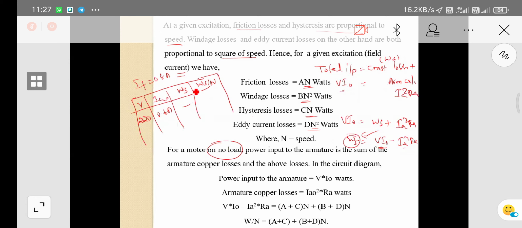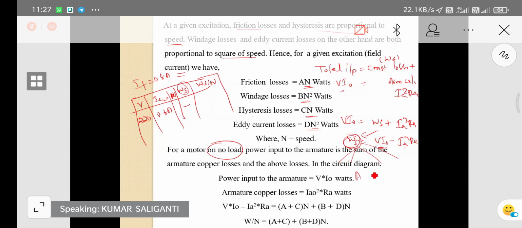After getting this, you know the speed, so you can also get Ws by N. You know V, you know Ia, you know N, and you can easily find Ws. So from these test results, we can determine Ws. After getting Ws, you can separate all the losses, that is A, B, C, D.